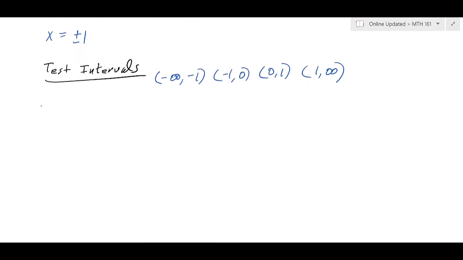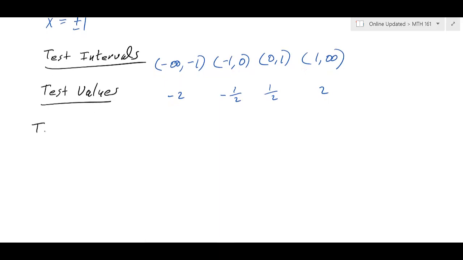Once we have the intervals, we then, just like before, have to find our test values. Again, we're simply picking a number within the interval. I'm going to pick the smallest and easiest number, in this case, negative 2. For negative 1 to 0, I would pick negative 1/2. For 0 to 1, I would simply use 1/2. And from 1 to infinity, I'm going to pick 2. And then we want to test the inequality.